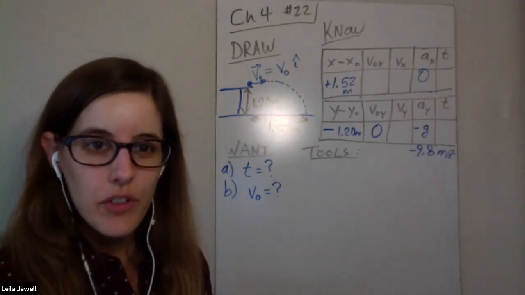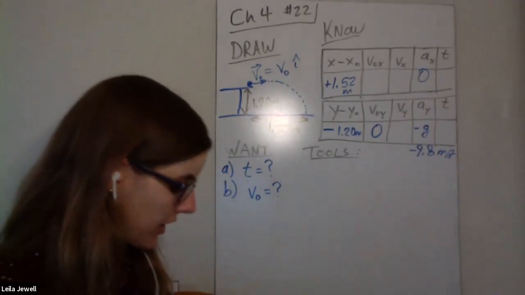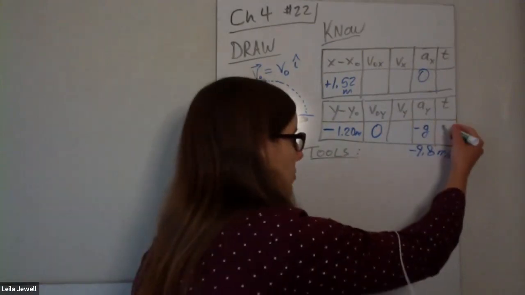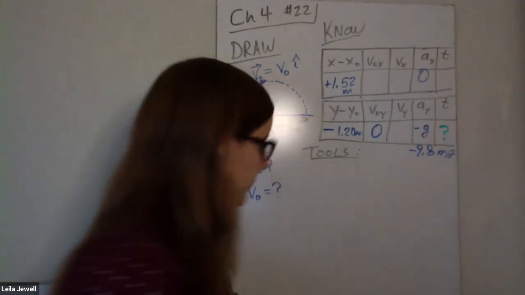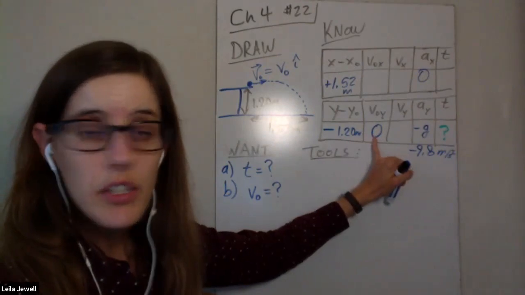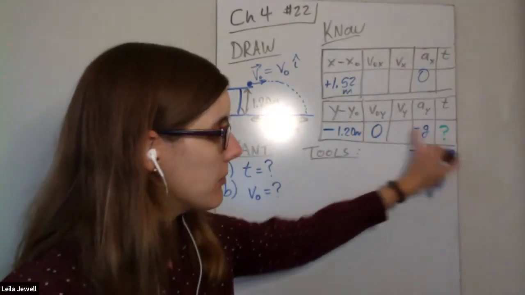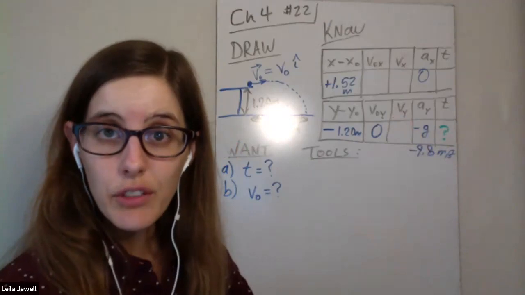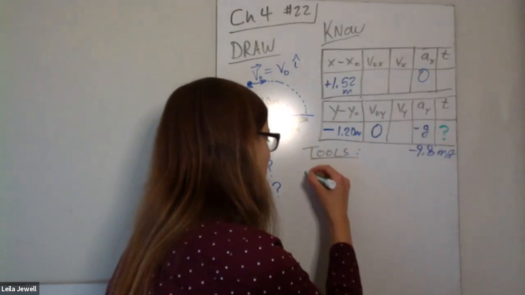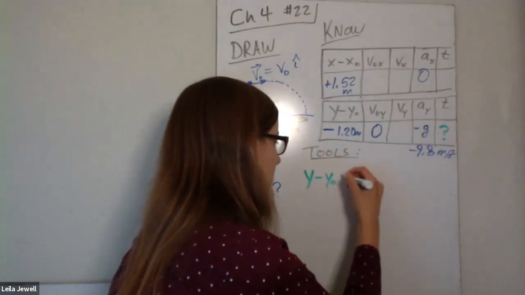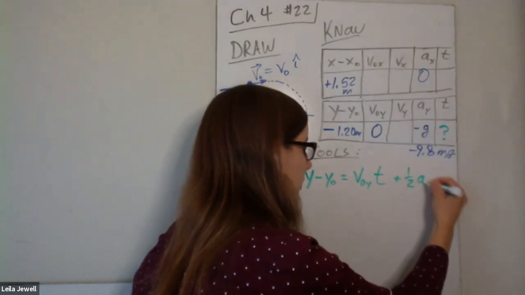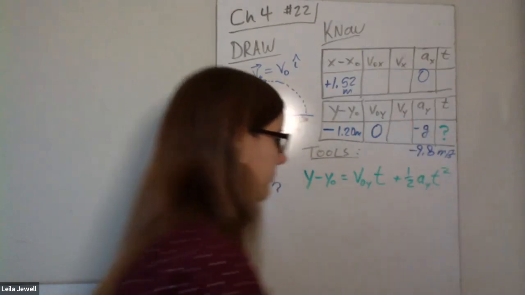Okay, so for tools, if we want to solve for time, we know that we can do that in the y direction because we have enough information there. So we want something that involves displacement, initial velocity, acceleration, and time, something that does not involve final velocity. And there's one equation that matches that. In terms of y, that would be y minus y0 is equal to v0y times time plus 1/2 a sub y t squared.